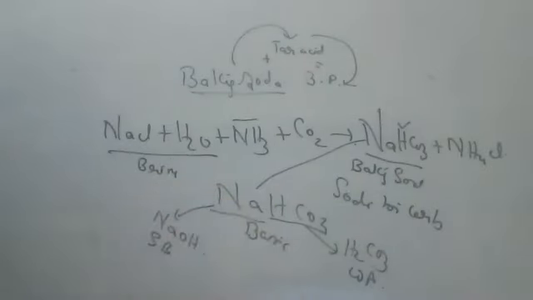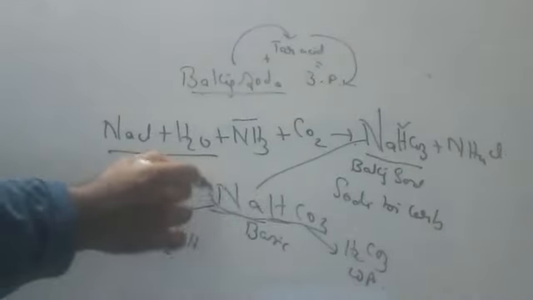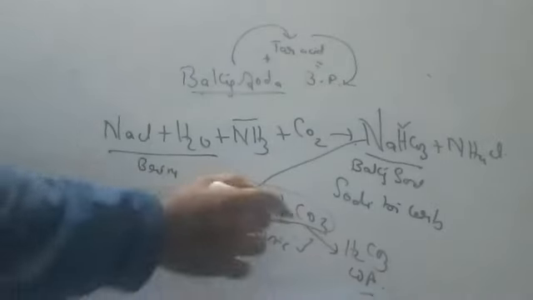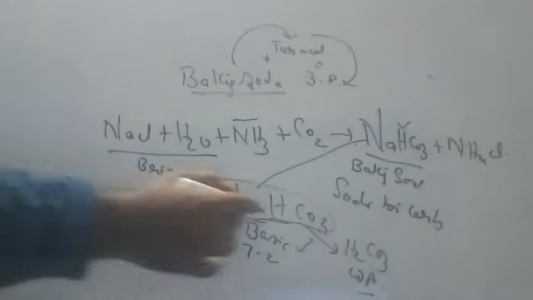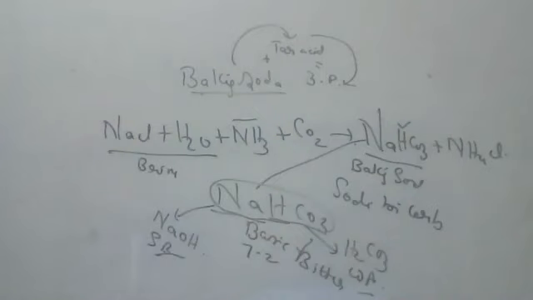So we can categorize our baking soda as a weak base. It is a basic salt because it is forming from strong base and weak acid, but it is a weak base of 7.2 pH. Since it is a base, you know all bases are bitter in taste. In the first class I told you, in acids and bases, all bases are bitter in taste.